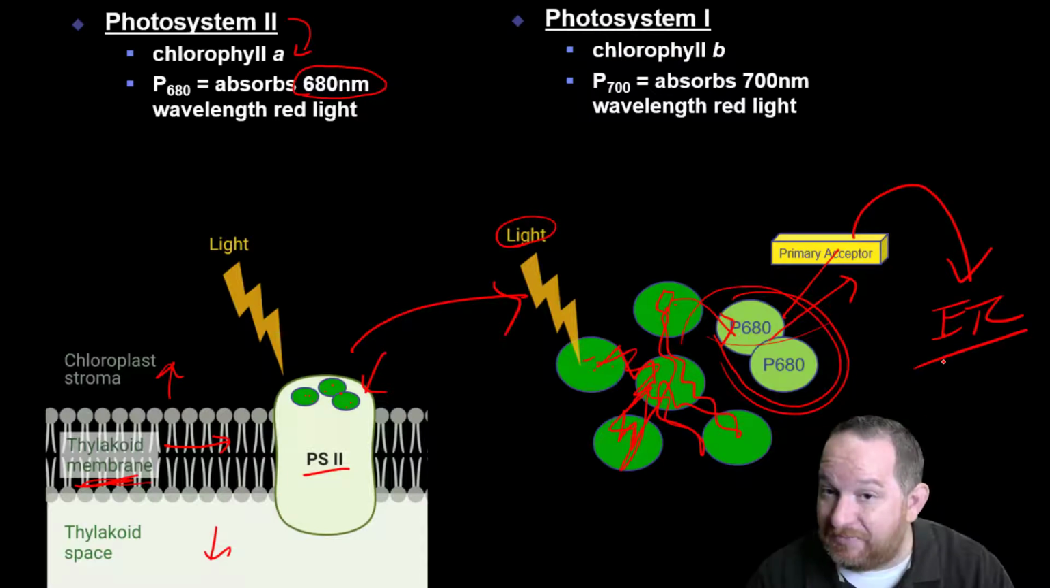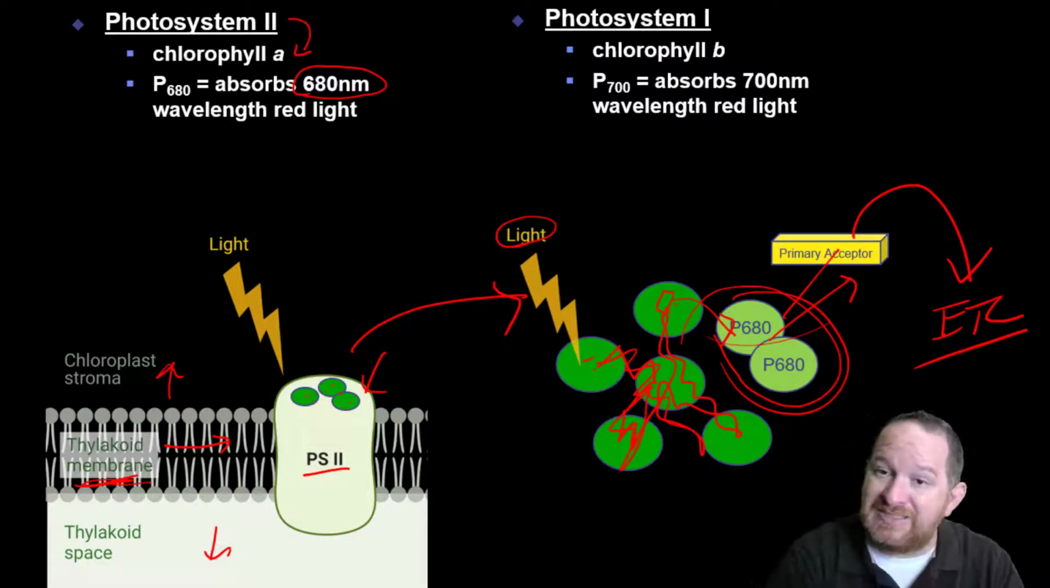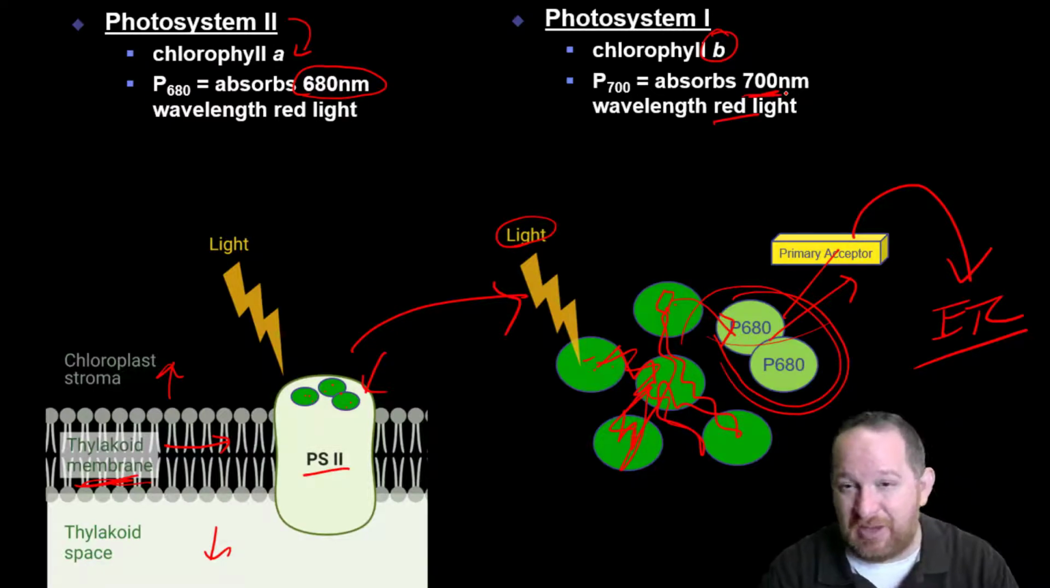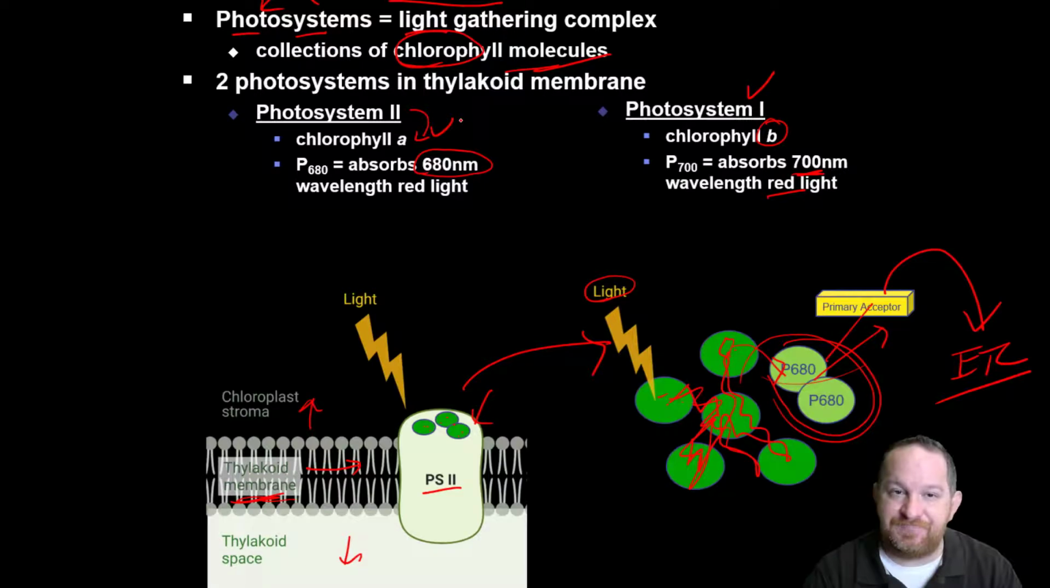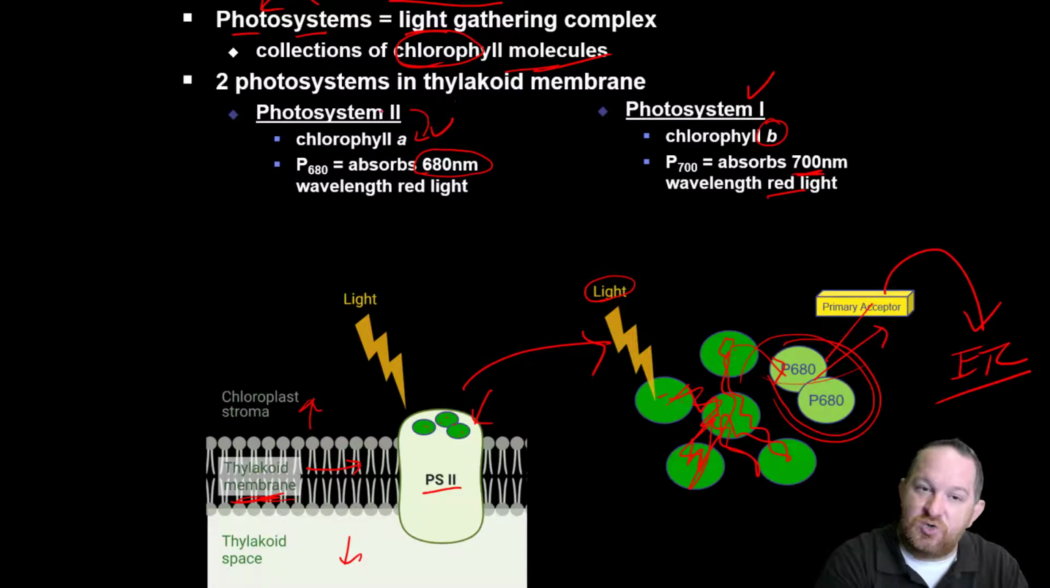Photosystem 1 is very similar, except we see that it uses chlorophyll B, another red wavelength of light, 700 nanometers, but this actually results in a different function than this that we'll see here in a moment. So those are the two photosystems, 2 and 1, that we're going to talk about. Photosystem 2 uses chlorophyll A, photosystem 1 uses chlorophyll B.